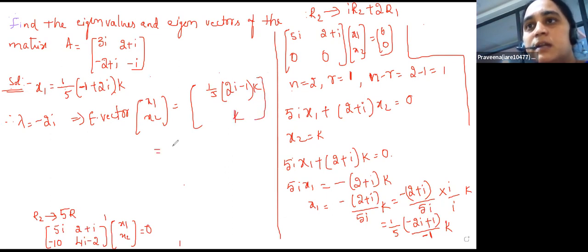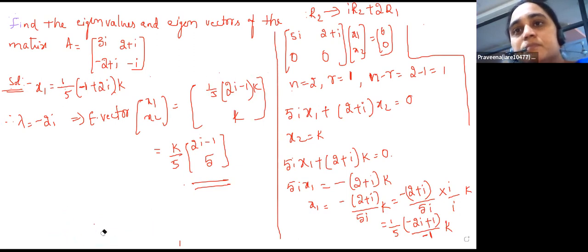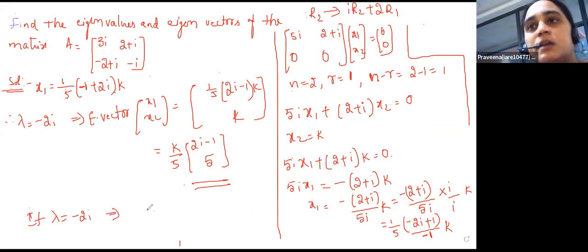That is 1 by 5 into 2i minus 1 into k, and x2 as k. For that I will take k by 5 common, giving 2i minus 1 and 5. If lambda is equal to minus 2i, for that case the eigenvector is (2i minus 1, 5). Okay? No doubt.